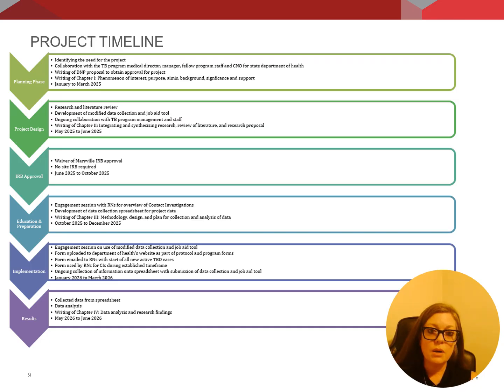Application for IRB approval from Maryville University and the project site followed. Chapter 3 followed along with pre-planned engagement sessions, development of the data collection instrument, and ongoing collaboration with the project and program site team. The implementation period was carried out over 12 weeks, in which data was collected and reviewed ongoing. The results phase included data compilation and analysis and the writing of Chapter 4 of the DNP project.